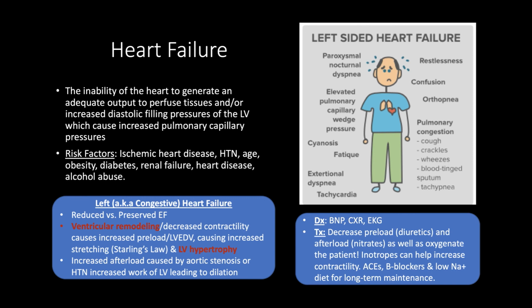So preload, that's volume. Remember we talked about preload really being volume and afterload really being the pressure that we're pushing against. Well, preload is volume. So if we give some diuretics and we decrease our volume, that's going to help. And then our afterload, so we give nitrates. So nitroglycerin helps dilate our arteries. It'll decrease that pressure, that systemic resistance that we have with the nitrates. And then we definitely want to oxygenate the patient, right? All of these cardiac patients, we give oxygen, right?